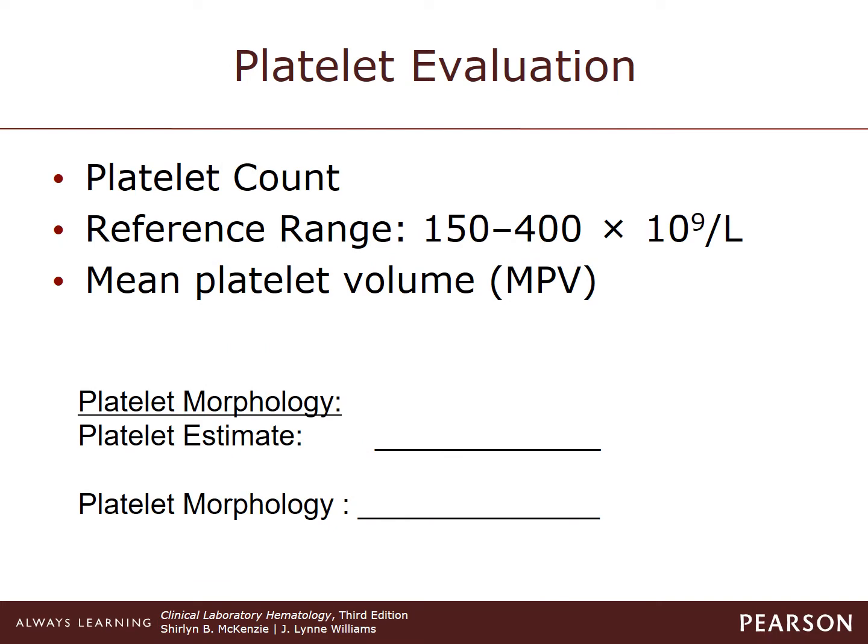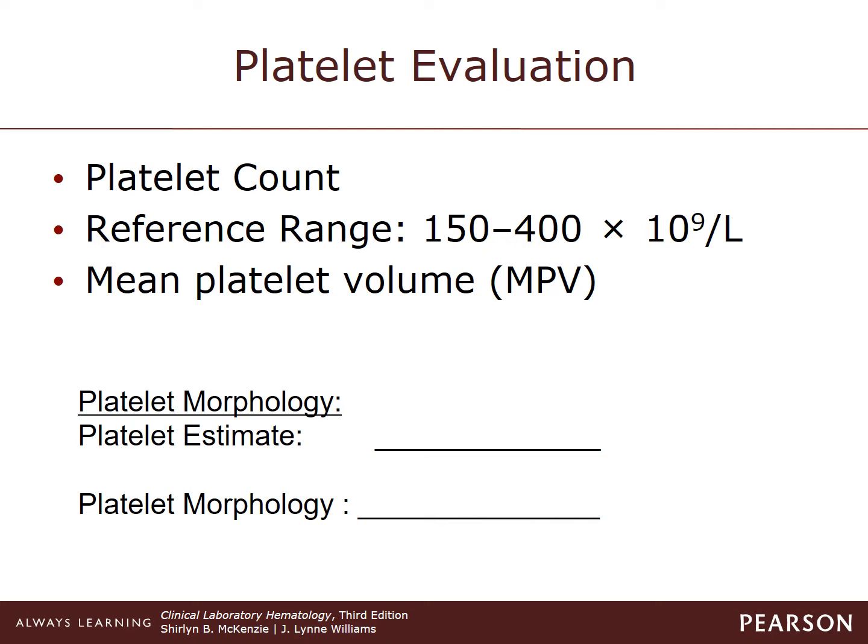So when we begin our platelet evaluation, we look at our platelet concentration or our platelet count. The normal reference range for an adult is 150 to 400 times 10 to the 9 per liter. 2/3 of these platelets circulate in the peripheral blood. 1/3 of platelets are sequestered in the spleen in case they're needed. So there are always 2 platelet pools in constant equilibrium.